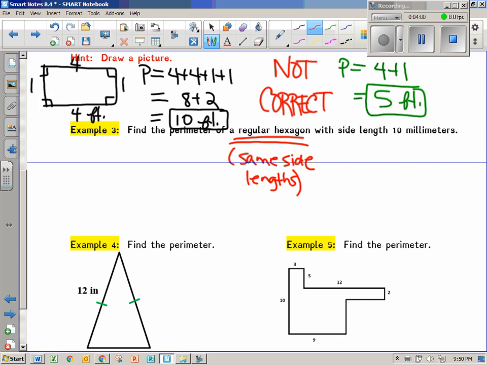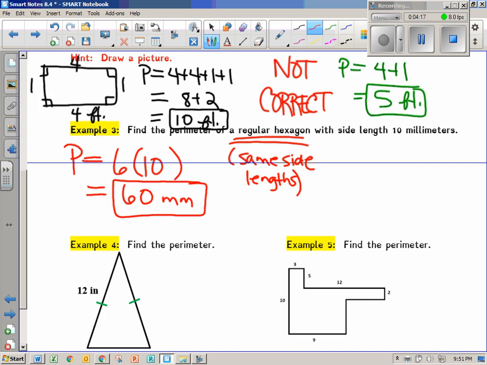So if I can just recall that there are 6 sides in a hexagon, so the perimeter is going to be 6 times the length of every side, which is 10 millimeters. So perimeter is 60 millimeters.